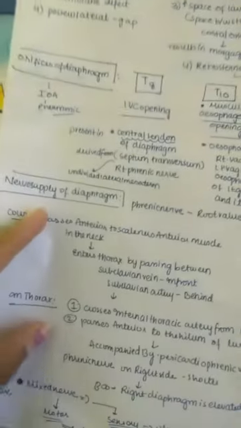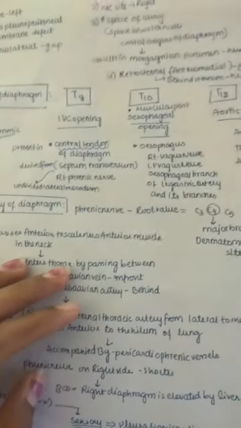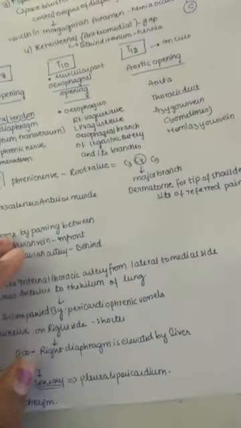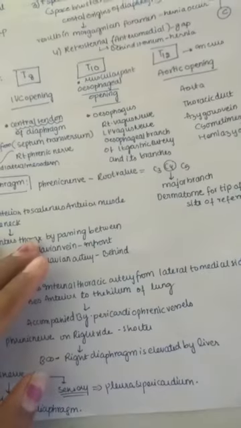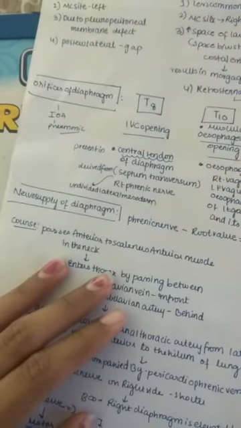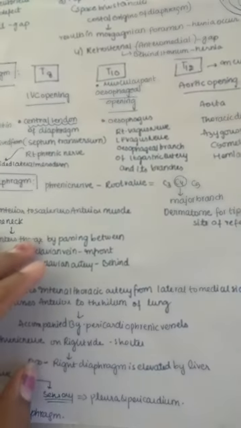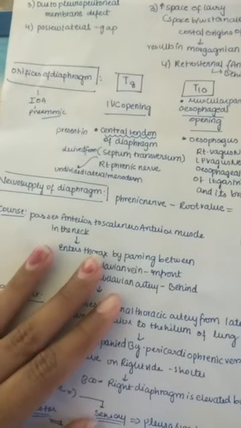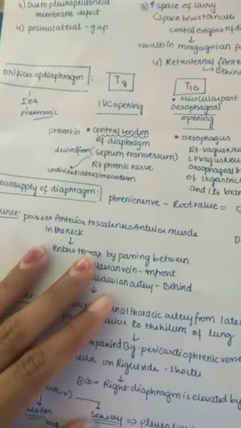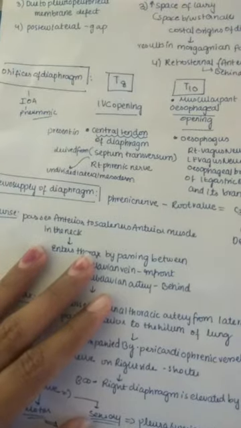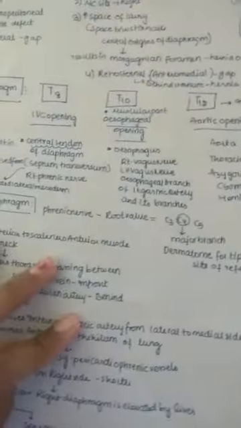Now let us see the orifices of the diaphragm. T8, T10 and T12 are the orifices of the diaphragm. T12 is present in the crus and the mnemonic is IOA: I is IVC opening, O is esophageal opening, and A is the aortic opening. So T8, the IVC opening, is present in the central tendon of our diaphragm and it is derived from the septum transversum, and it has the right phrenic nerve.